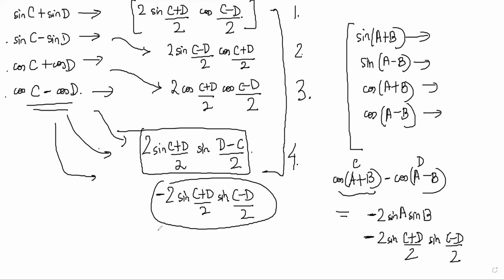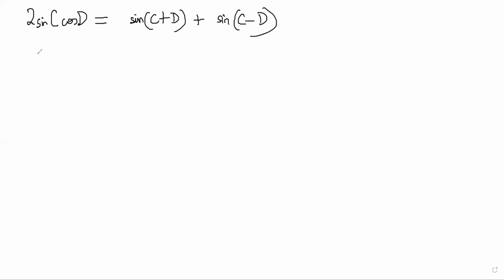Then you also have the opposite version of this. The opposite version of those formulas is also sometimes useful. So for example, if someone asked you 2 sine c cos d, how to express it as a sum or difference of 2 sines, right? And obviously I know it is sine c plus d plus sine c minus d, right? The opposite version of this.